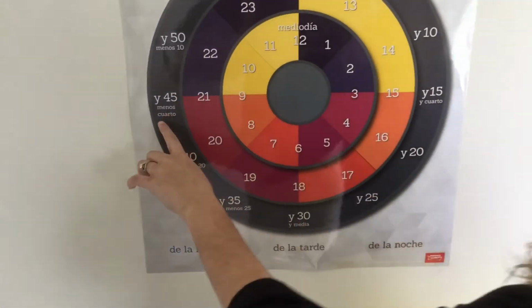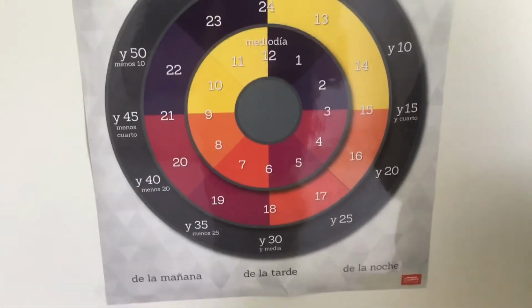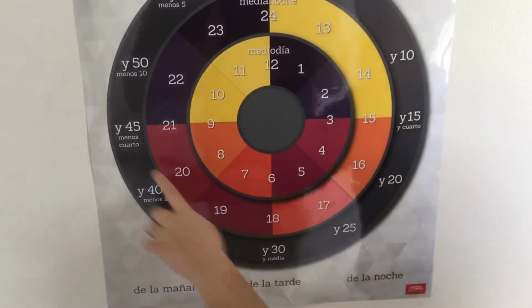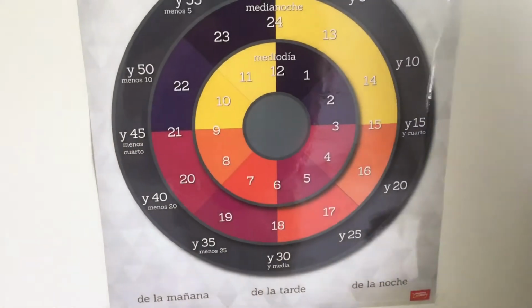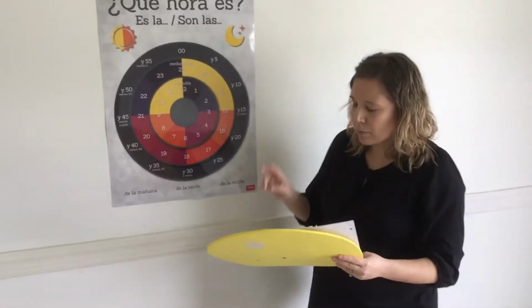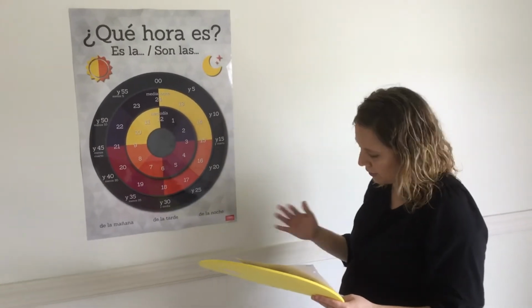Same thing here for 45, except this time we're subtracting. So if we want to say it's 6:45, we would say son las 7 menos, either 15 or cuarto. Okay, so either one of those would work. The only other vocab words in it, you'll have a note sheet that you can look back at as well and watch this video.